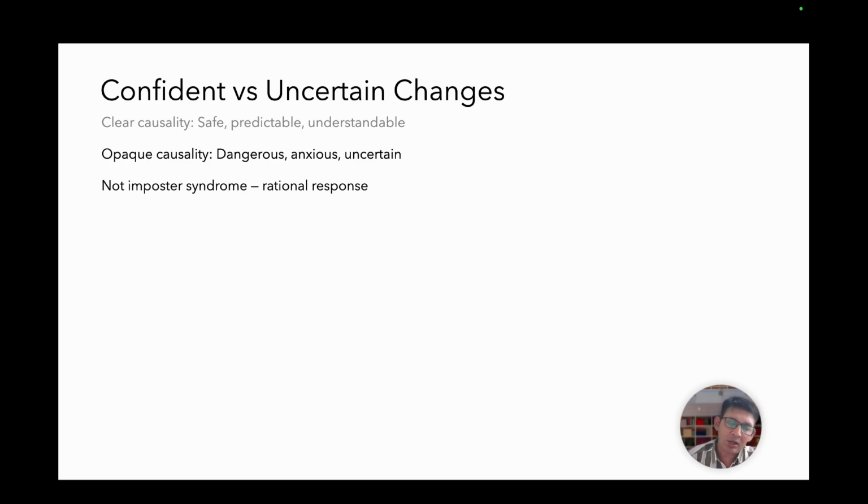Now, there's a profound psychological difference between confident and uncertain changes. When you can reason about causality, changes feel safe. You understand the impact. Even if wrong, you understand why. When you can't reason about causality, changes feel dangerous. You modify something and genuinely don't know what will happen. You run the full test suite anxiously. You push to production with dread. This isn't imposter syndrome. This is a rational response to causal opacity.